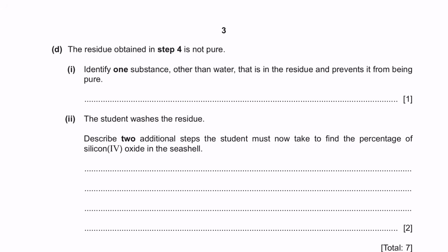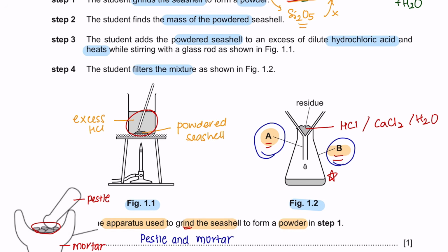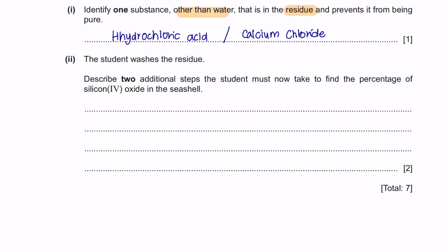Question D. The residue obtained in step 4 is not pure. Part 1. Identify one substance other than water that is in the residue and prevents it from being pure. So as mentioned previously, other than water, it could be containing calcium chloride or the excess hydrochloric acid which was unreacted. Question part 2. The student washes the residue.